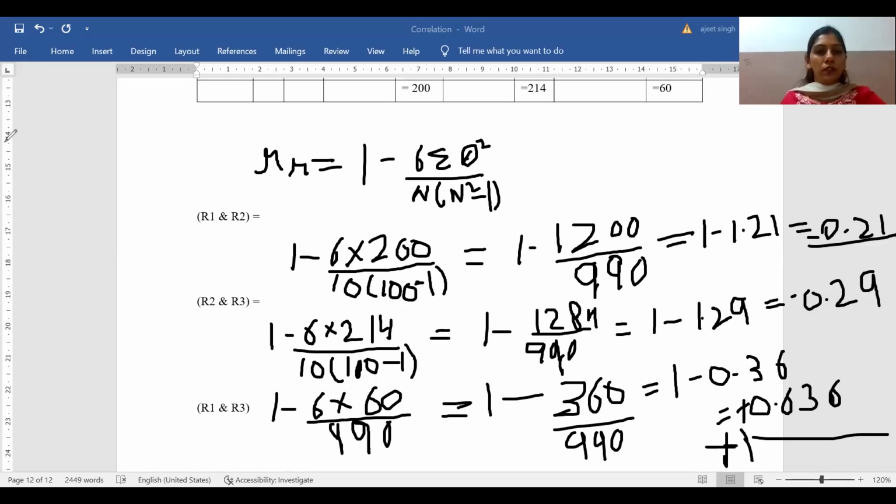Okay, so let me write these values in this question. Minus 0.21, and for this minus 0.29, and for the last one it is plus 0.63. Let's remove all these.